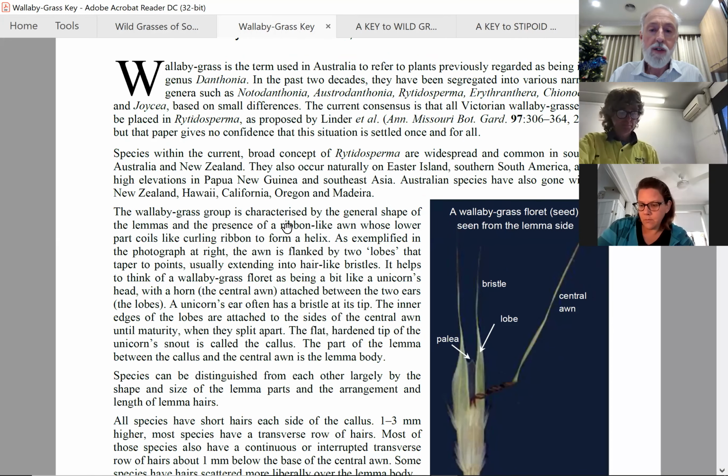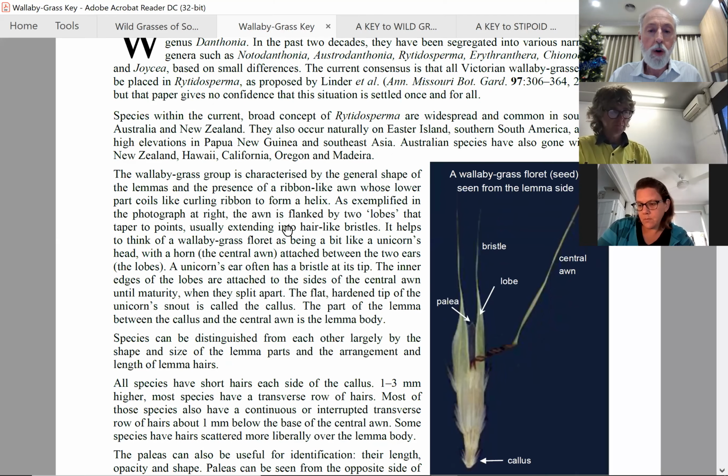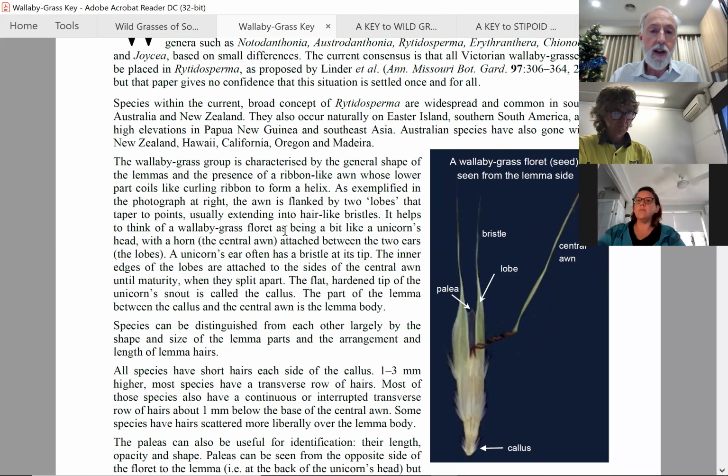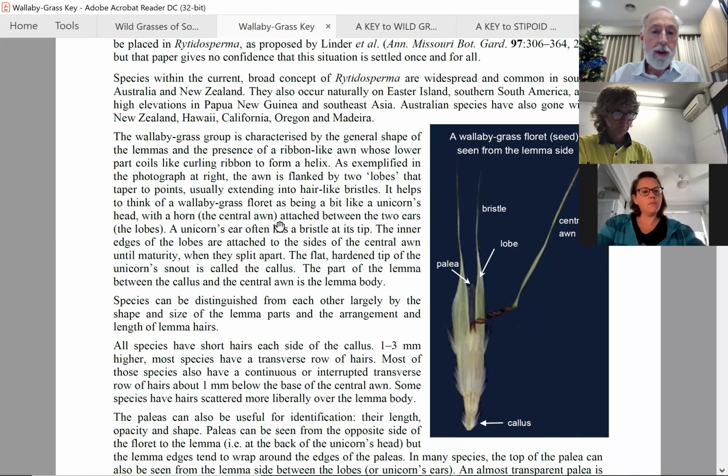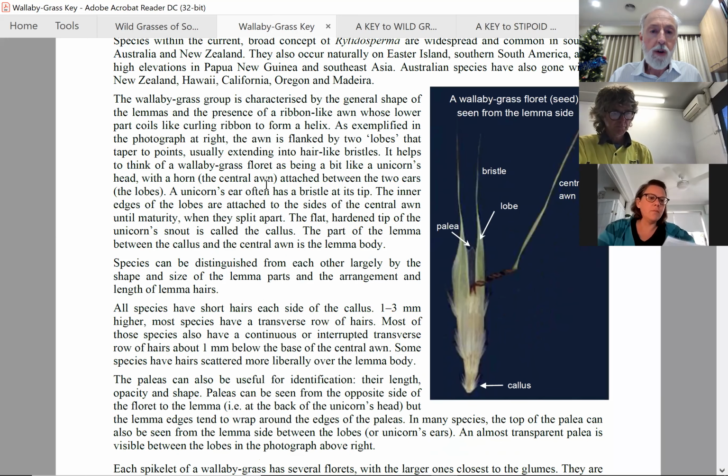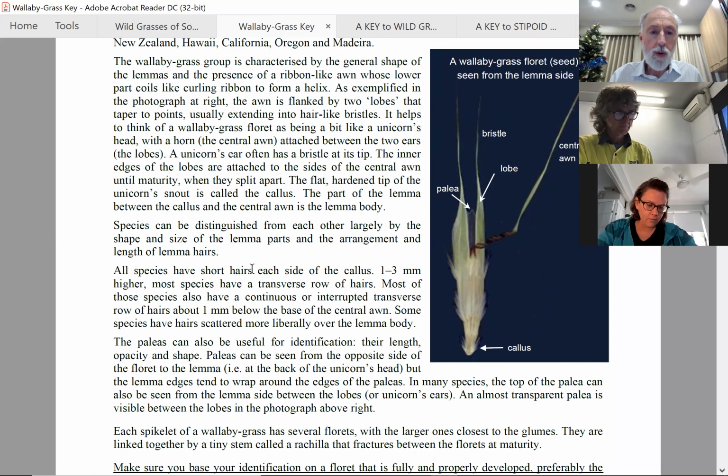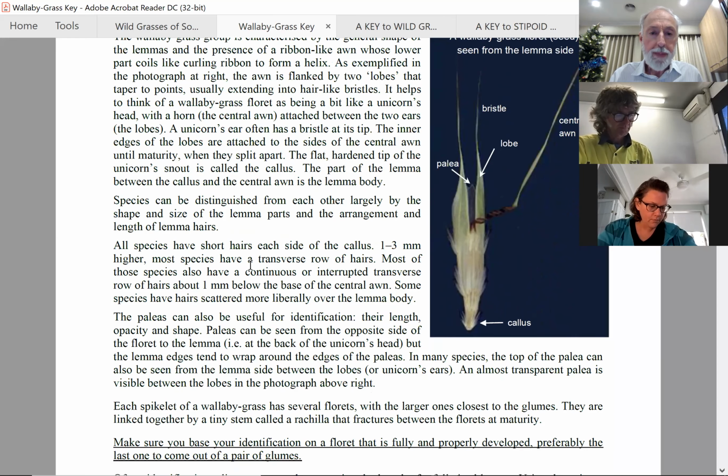Okay, there's some information about where Rytidosperma occur around the world. They're not just in Australia. And some important things. I've told you about the palea. I've talked about the unicorn analogy, which we'll find quite useful. I've mentioned the callus and the palea. The length of the seeds is very important. And in order to measure it, 2 things.